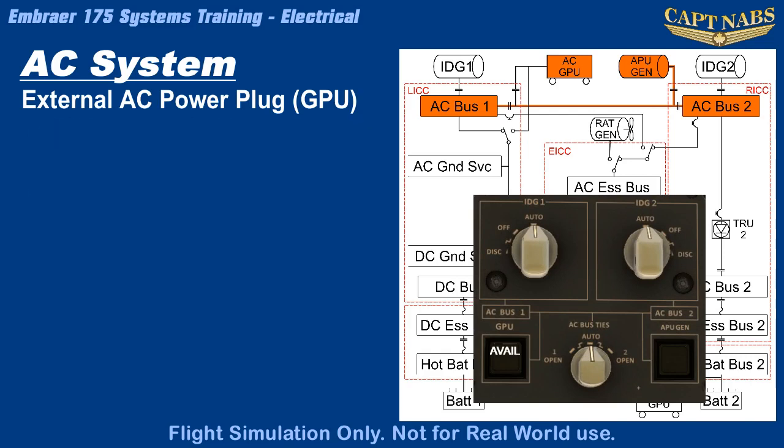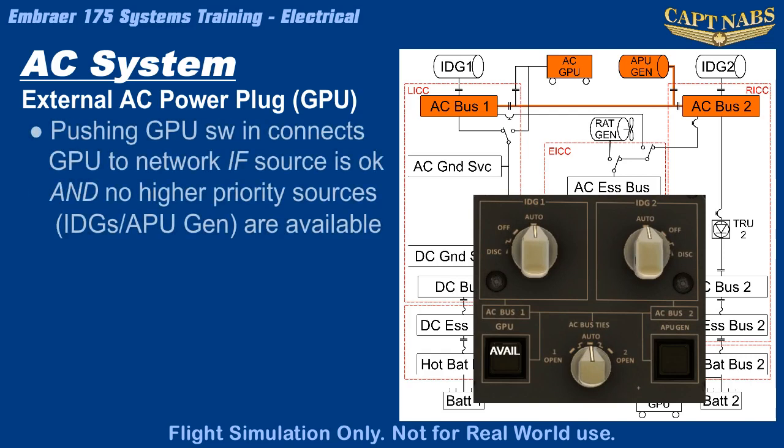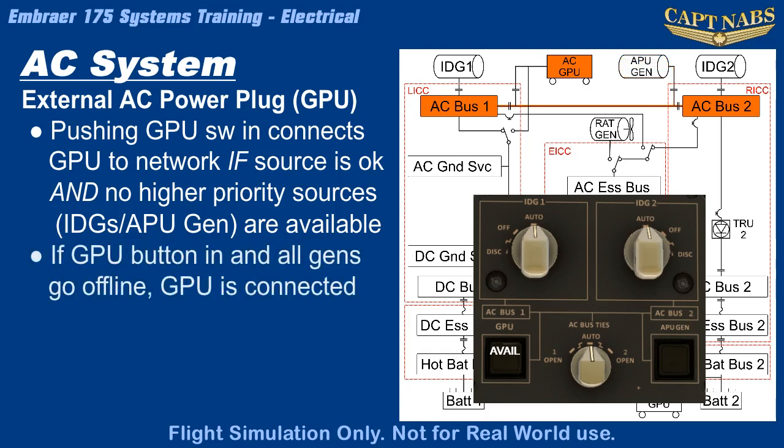When the GPU button is pushed in, the GPU will be connected to the aircraft network, provided that the IDGs and APU generators are not online. If any of the generators are online, the GPU will not be connected even with the button pushed in. However, should all the generators go offline, such as during a normal shutdown, while the GPU button is pressed in, the GPU will automatically be connected to the system to ensure continuous power.